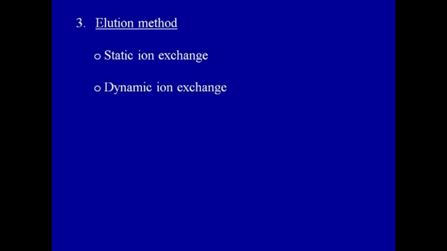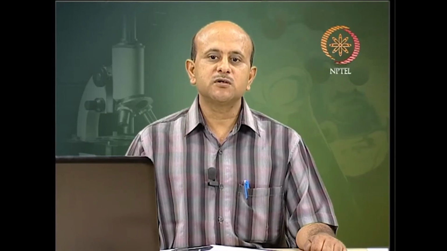Now, here in elution method, it could be static ion exchange or dynamic ion exchange. In static ion exchange, protein is fully adsorbed to the bed, and completely eluted by displacement into the mobile phase using a small volume of strong eluent. Like I said, you can take 0.5 molar or 1 molar NaCl and you can elute the protein. Now, this is useful for concentration of protein from a large volume of sample, because though it is a strong eluent, you are eluting it in a smaller volume. So, what you get is a much concentrated solution of the protein.